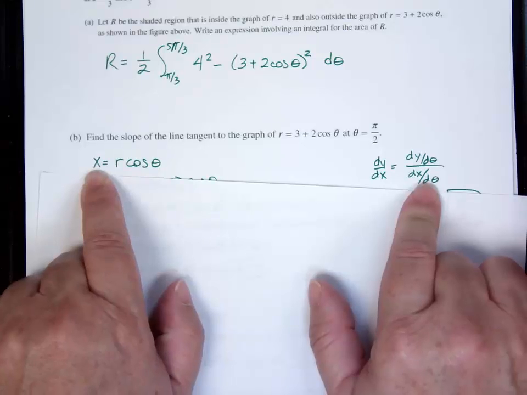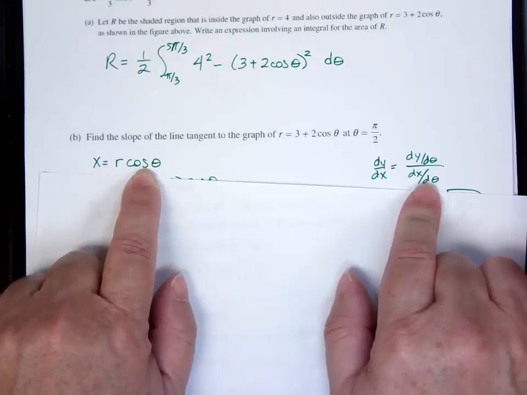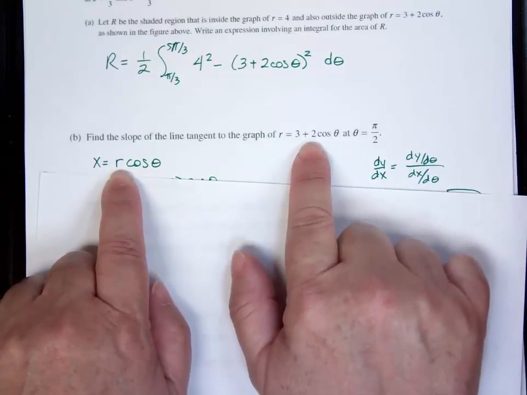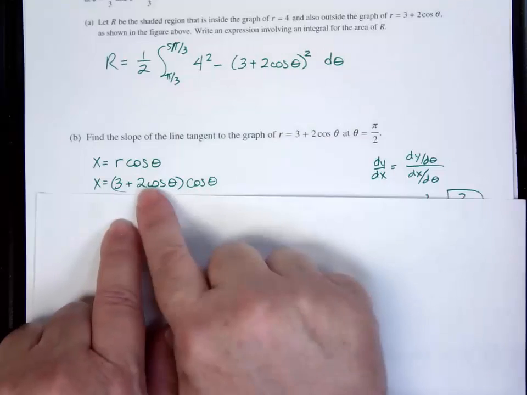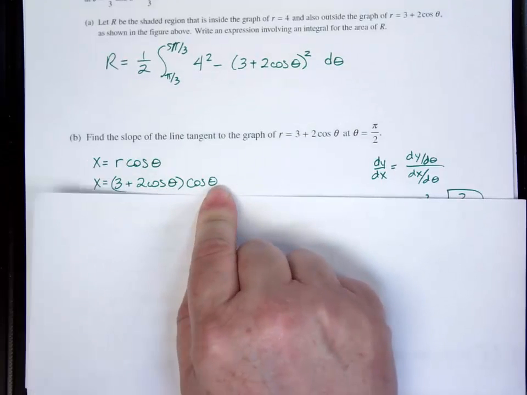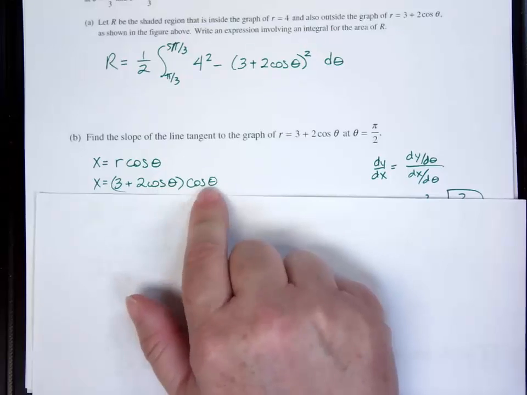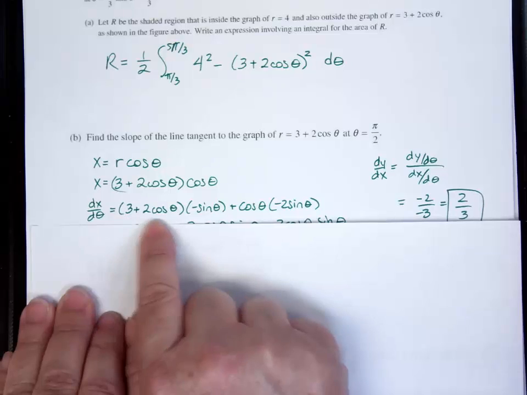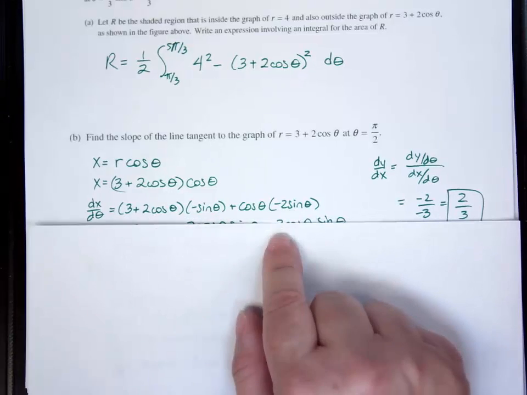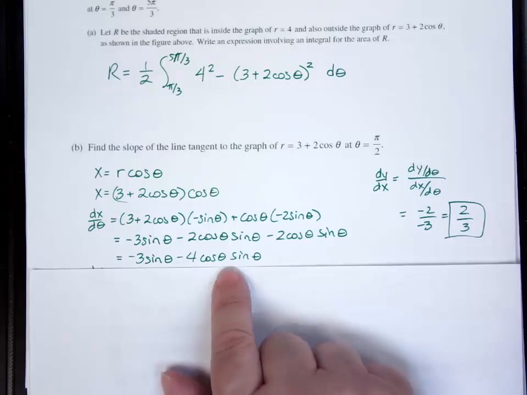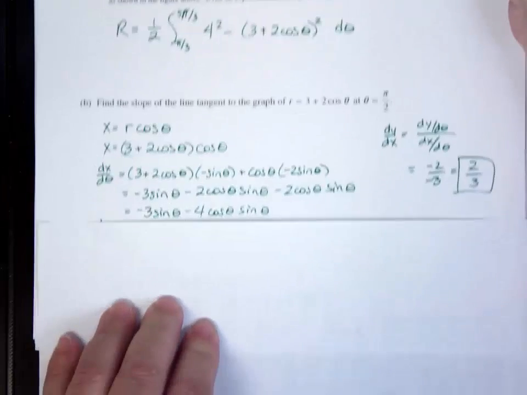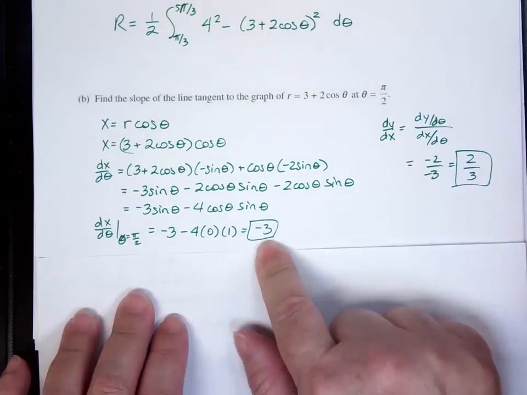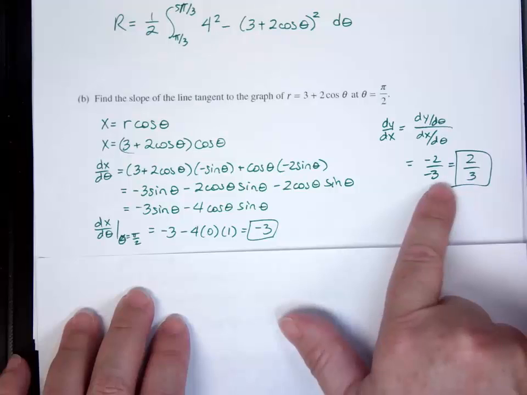x equals r cosine θ. That's a given quantity, a given formula from pre-calc. Now r is equal to this. So I substitute r in for that times cosine θ, and then I'm going to do the product rule to find the derivative of this. dx/dθ equals (3 plus 2 cosine θ) times negative sine, and so on. Clean it up, and I get to here. And now I want to know what it is at π/2. So go ahead and plug π/2 in now, and I get the value of negative 3, which is the denominator of my slope.